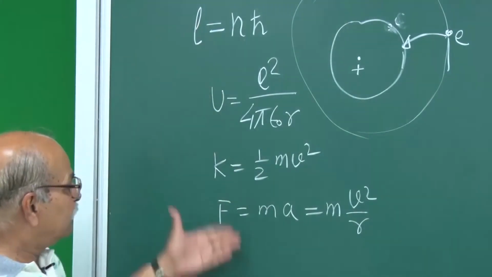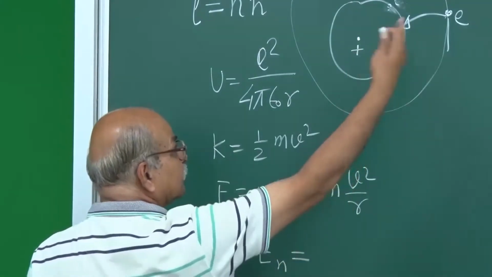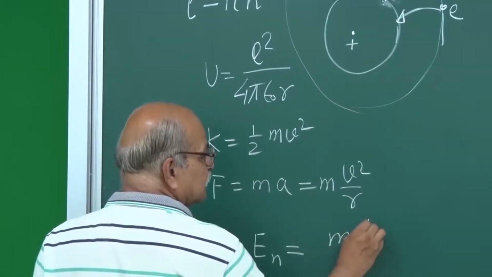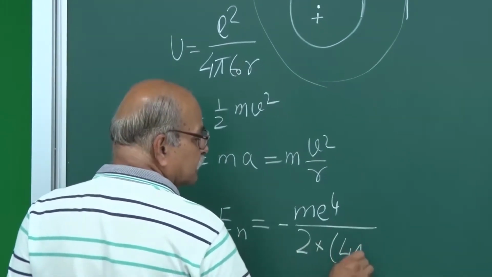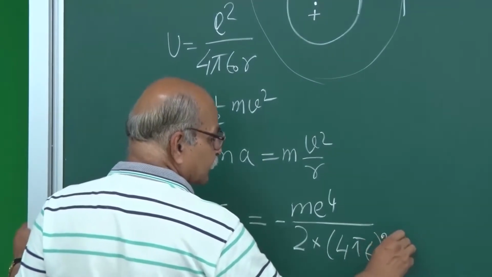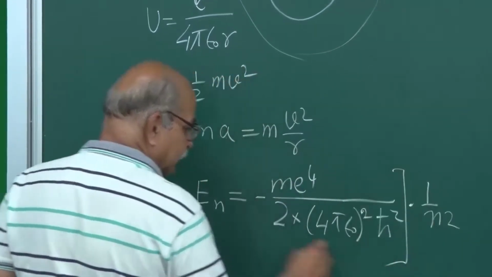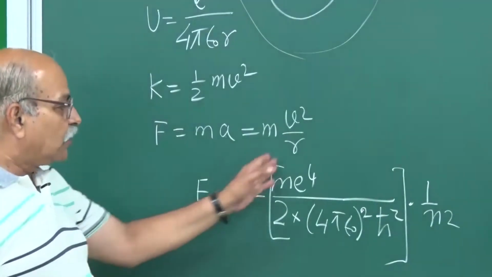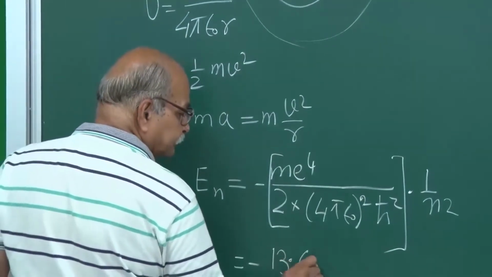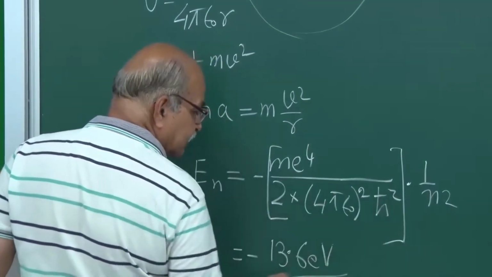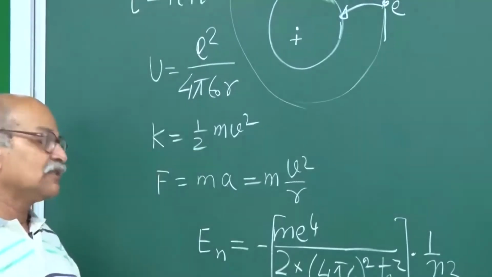Okay. So, using these things we derived the expressions for energy, and the energy for the nth orbit was minus m e to the 4 divided by 2 times (4 pi epsilon naught) square, and then h cross square, and 1 over n square. And this whole constant turns out to be almost minus 13.6 eV, and therefore this divided by n square. So, if angular momentum is quantized, energy is also quantized.